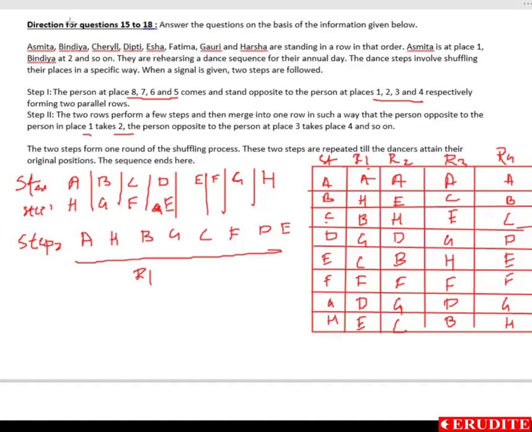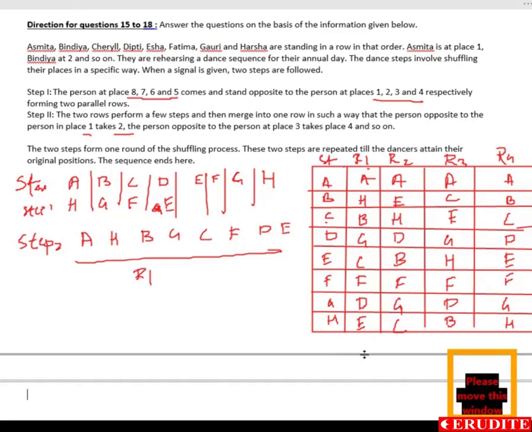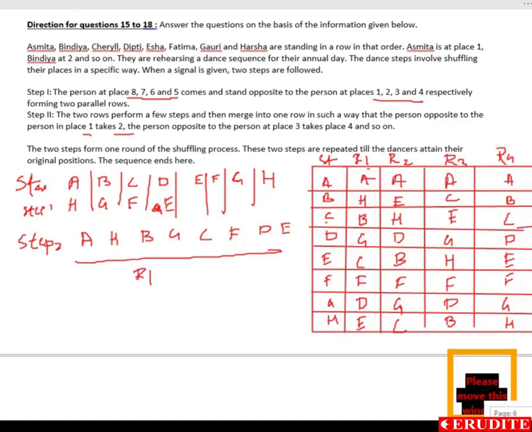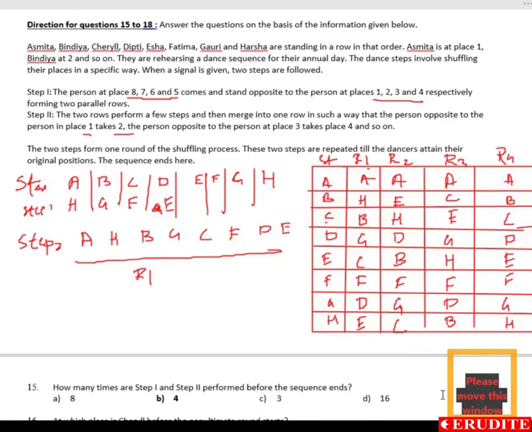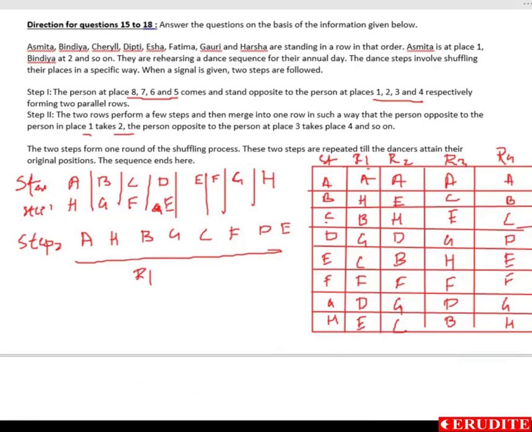So first problem. How many times must step 1 and step 2 be performed before the sequence ends? We have got 4 rounds required. Option B. Next.